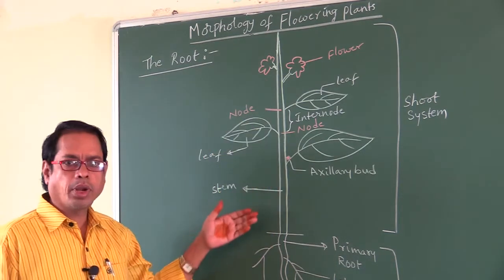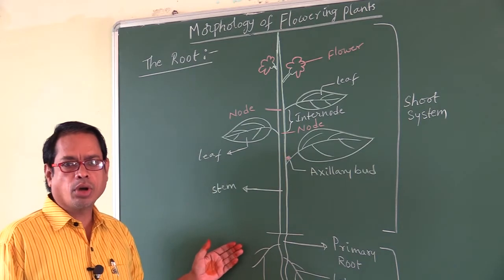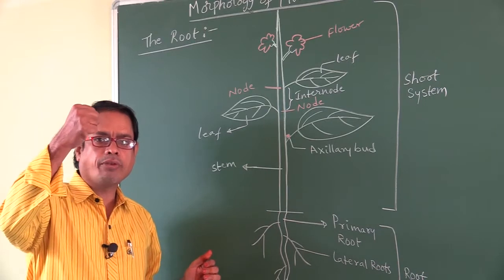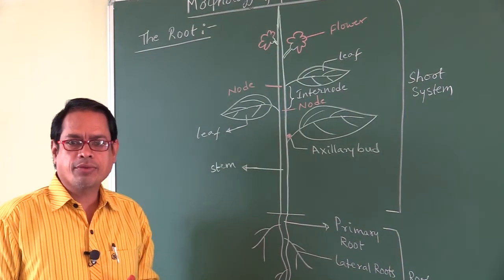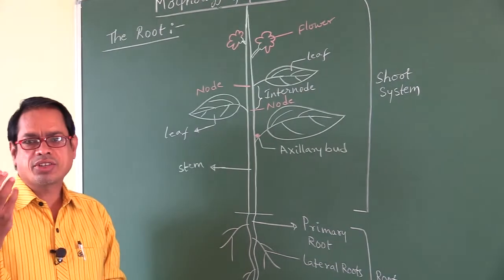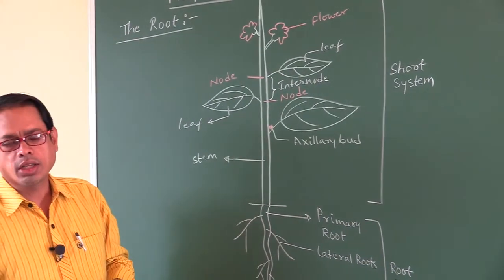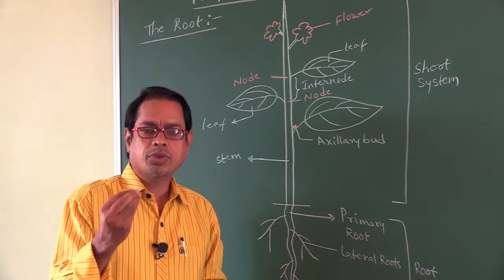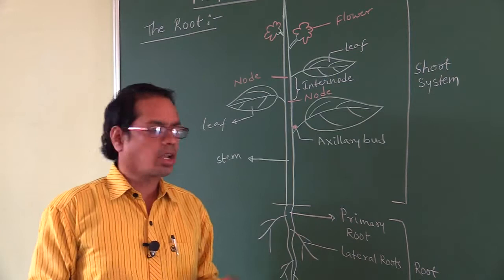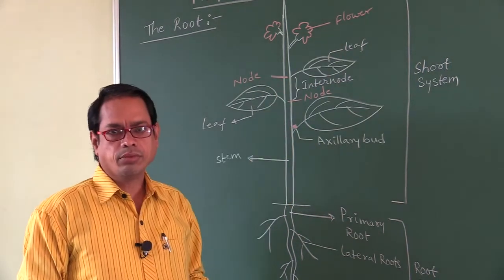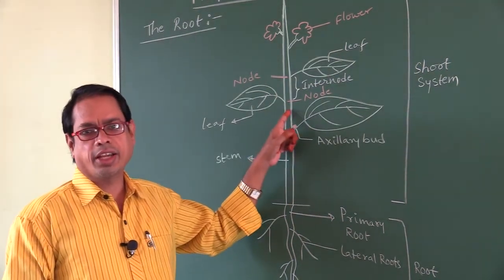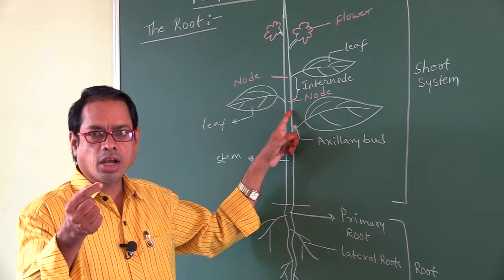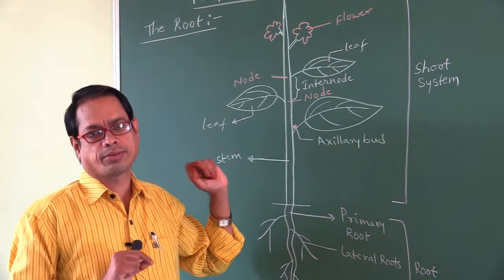This is the plant body, angiosperm plant body. If we pull out the plant or weed, two types of systems do you find. One system that is present below the ground is called root system. The system that is present above the ground is called shoot system. The shoot system contains vegetative organs and reproductive organs.